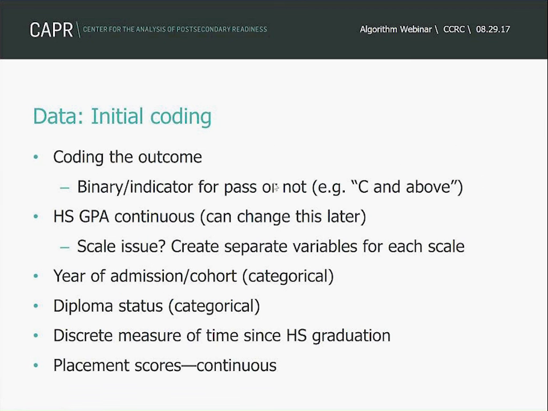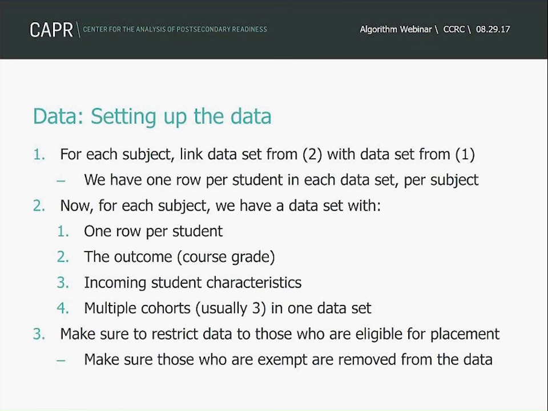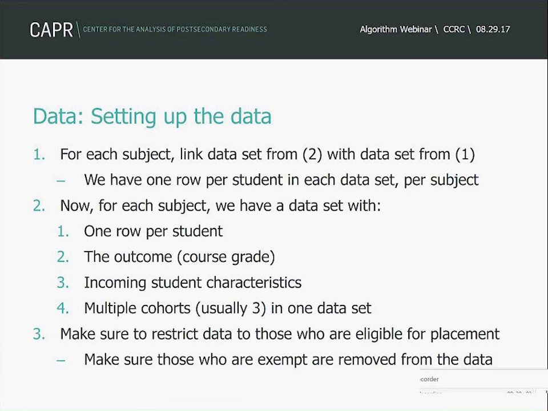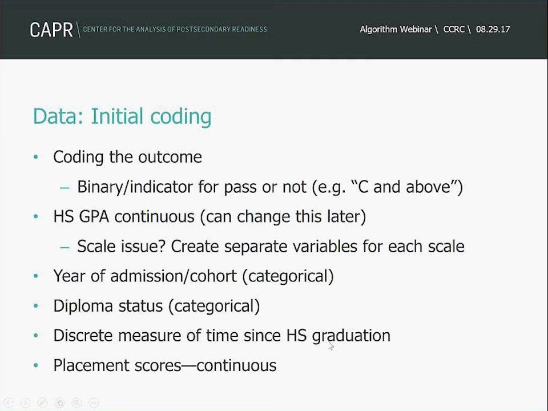All right, so initial coding, once we've got this data set up here. Essentially, where we're at now is we've got a data set with multiple cohorts, so we have several years of data. We've got one row per student with their outcome data and their incoming student characteristics. So we've got their course grade in a subject, and we've got their incoming student characteristics, GPA, diploma status, et cetera. So how are we going to code all of these variables?